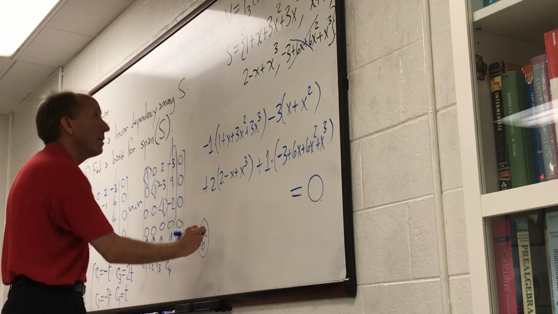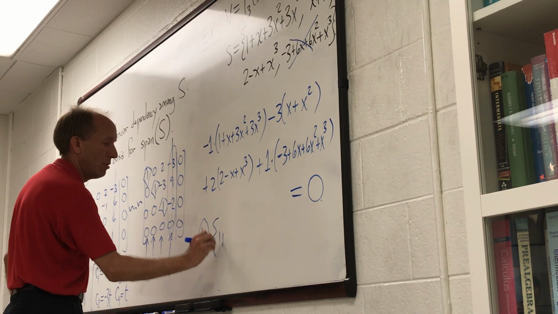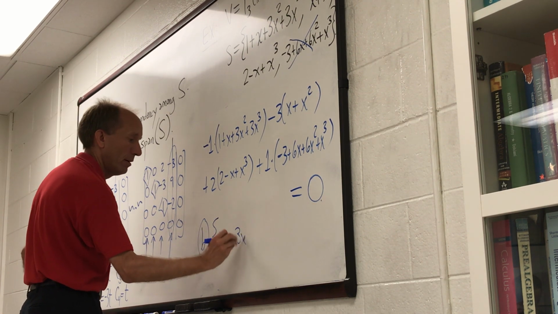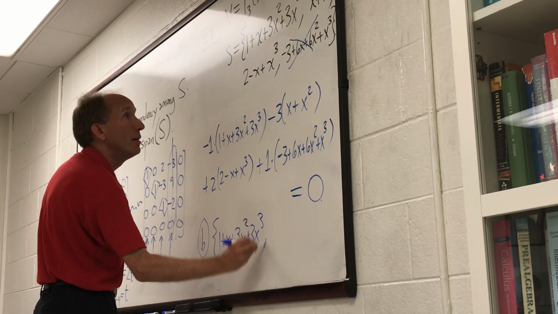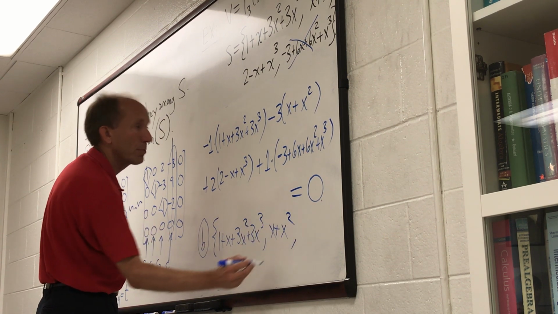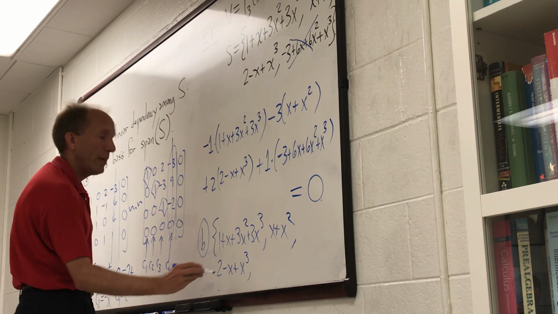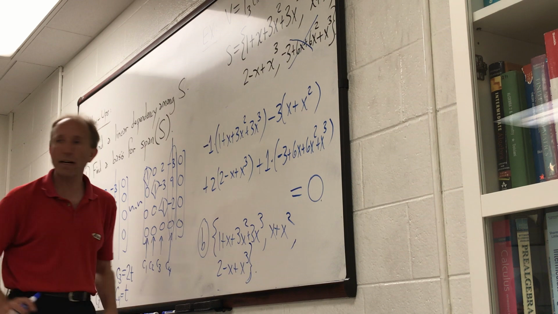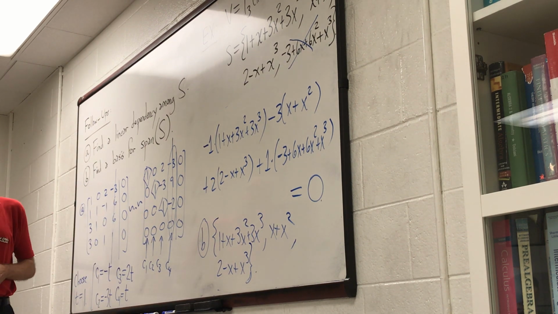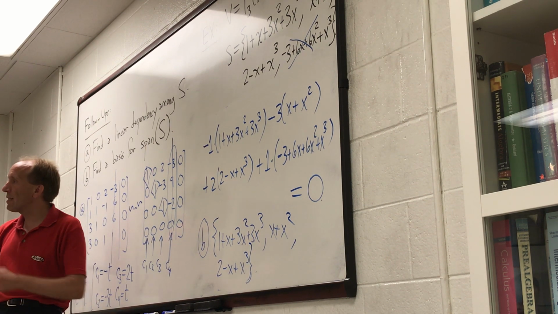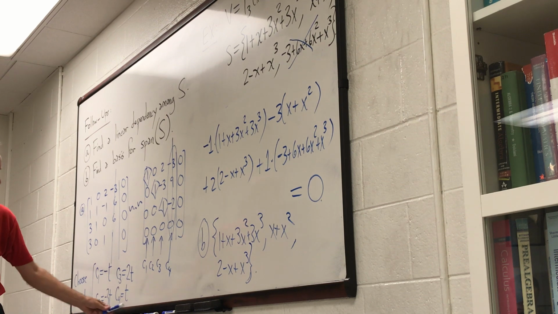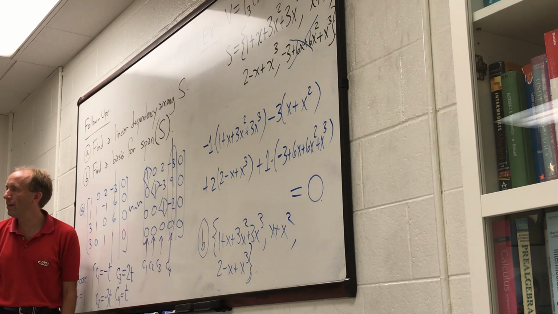So your answer for part B is you just simply have to write down these vectors here. So this is it. Plus x squared, 2 minus x plus x cubed, and that's it. Those 3 vectors right there. So finding spanning sets, linear dependencies, asking whether something's a basis or not, these are good things to be reviewing. Does everybody understand these problems okay?